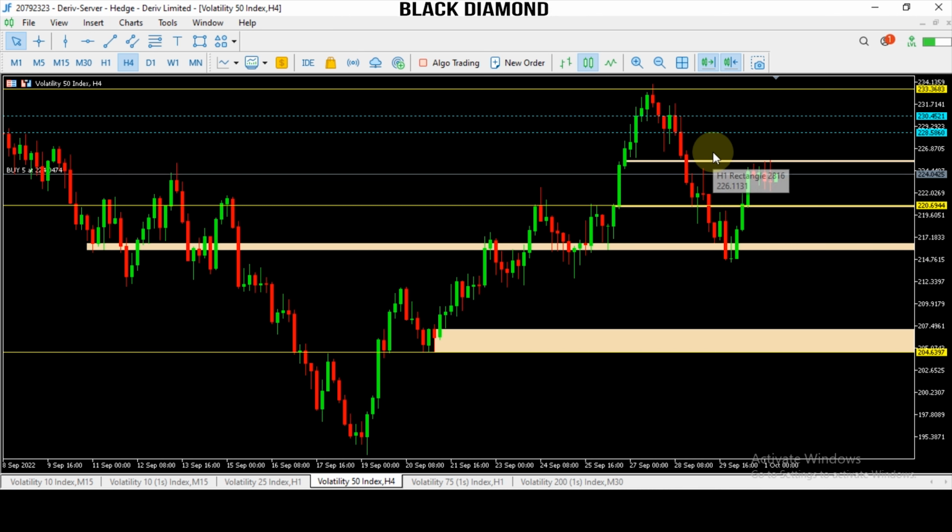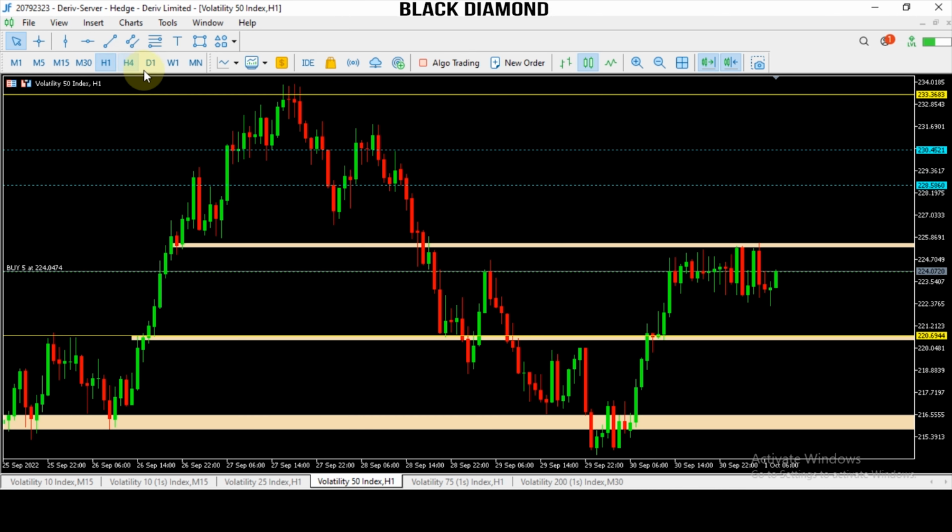So if I zoom in to go one time frame lower, we can see there is a lot of consolidation right here. The market came from here after forming a double bottom. You can see it's a double bottom over here, and then rose all the way up. It came to this level. You can see there's a touch here.